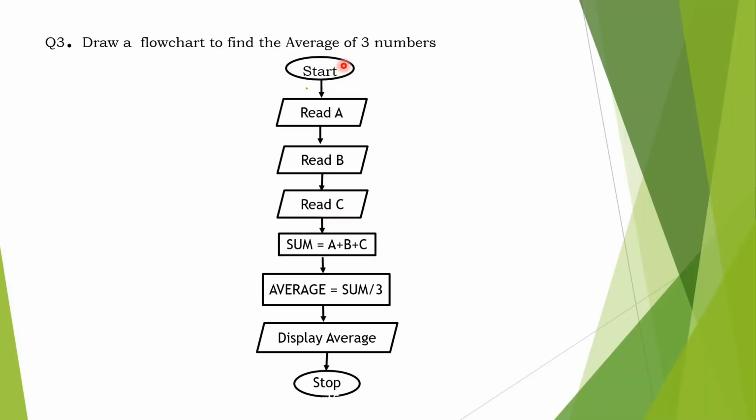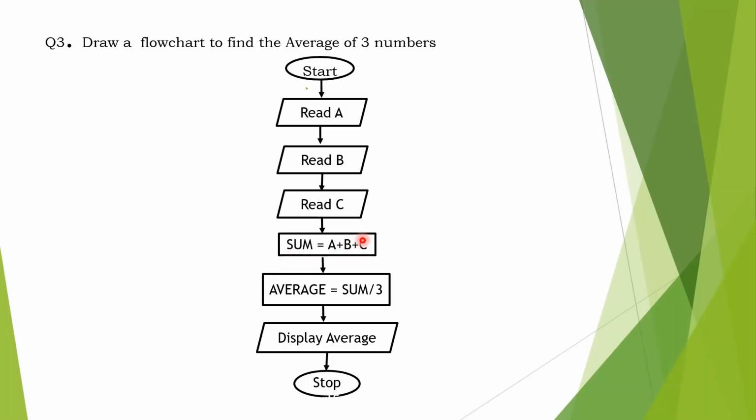To find the average of three numbers, first we need to find the sum of the three numbers, and that sum divided by 3. Okay. To find the average, first you need to find the sum. After the sum, the sum divided by 3 will give the average. That is, here it is written average of three numbers, right? So sum is equal to A plus B plus C.